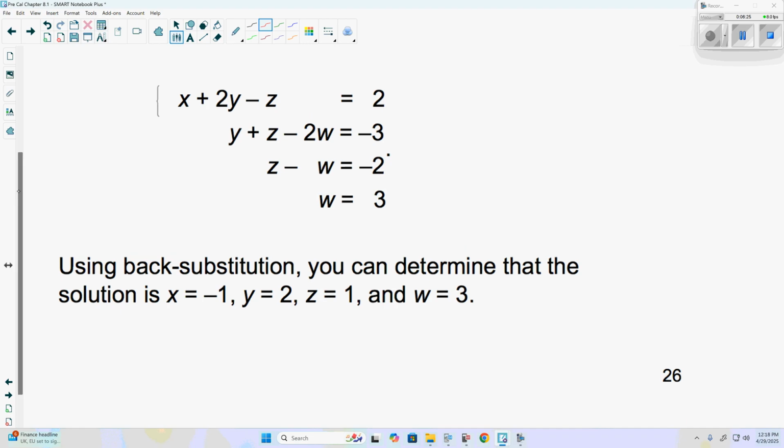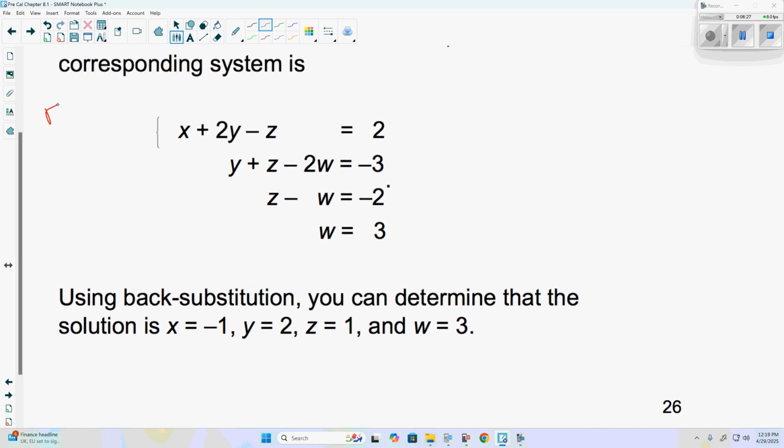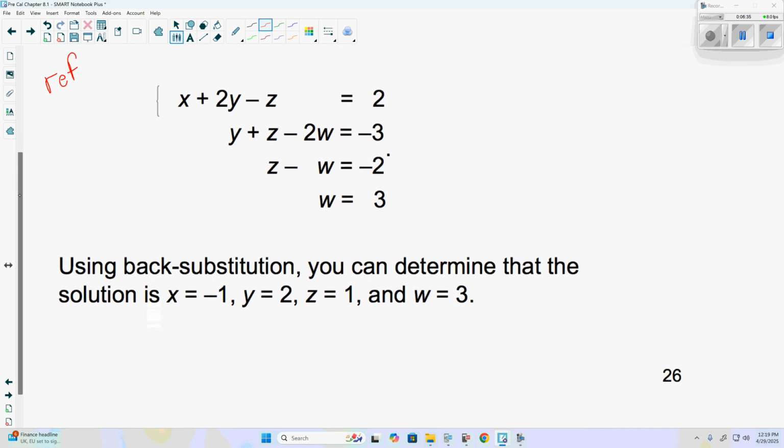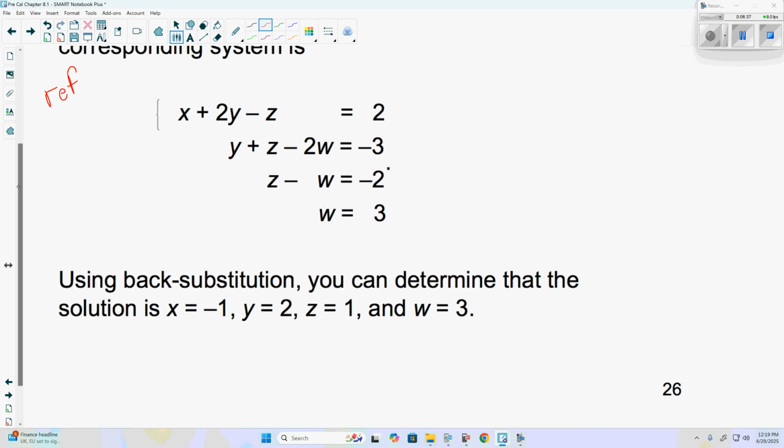Because this here is what we call row echelon form, REF. Reduced row echelon form would get us all the way to the final answer. Because if we get to this reduced echelon form, the values of x in these other 3 equations are 0. The value of y in these 2 are 0. And the value of z in this last one is 0.